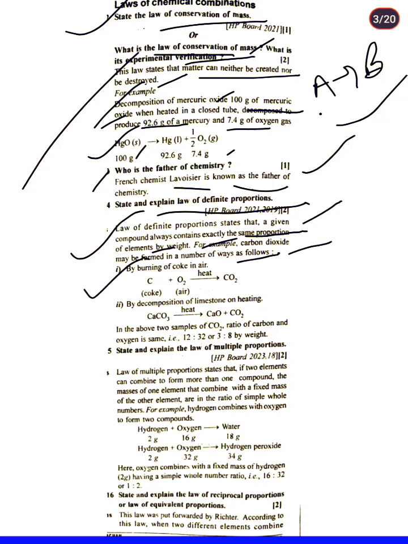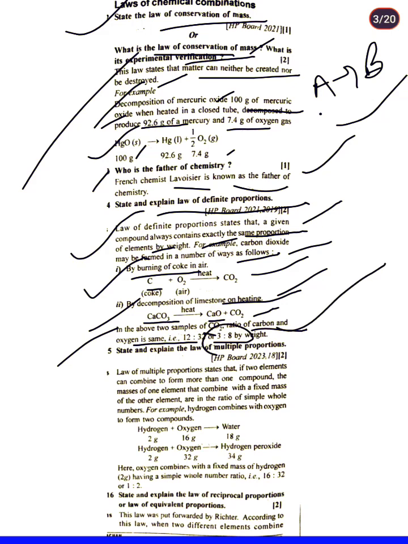Carbon dioxide is formed by the combination of carbon and oxygen, and by burning of coke in air, that will form carbon dioxide. Second is by decomposition of limestone on heating: calcium carbonate, that is limestone, upon heating will give calcium oxide and carbon dioxide. In the above two samples of carbon dioxide, the ratio of carbon and oxygen is the same, 12:32, that is 3:8 by weight. Now next, state and explain the law of multiple proportion.